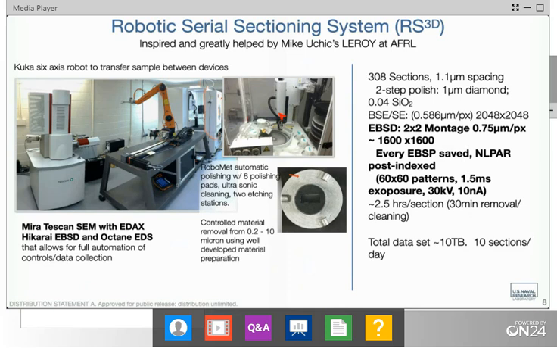Just to give you an idea, it takes about 2.5 hours to do one section. 30 minutes of that is just removal and getting the sample clean and making sure that it's ready for a vacuum. And then the remaining time is all in the imaging. So there's a considerable amount of time that's spent imaging the sample. But I want to point out that, again, the choice of going with EBSD means that I'm not spending what would potentially be 10 times that much time segmenting the image afterwards. So even though it's a long time to collect this data, the net time savings are considerable.